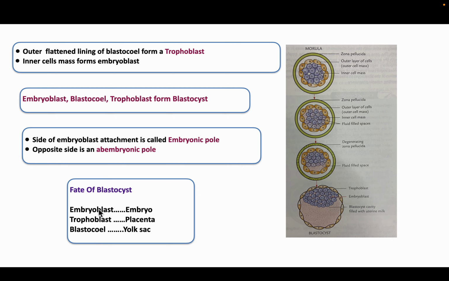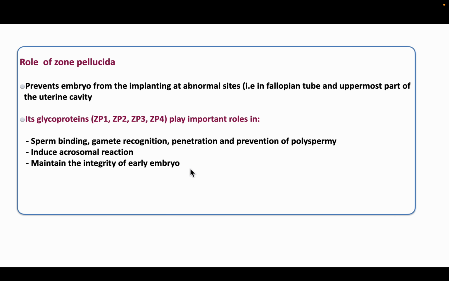Now, what is the fate of the blastocyst? The embryoblast forms the embryo. The trophoblast helps in the formation of the placenta, and the blastocele forms the yolk sac. Now, the role of the zona pellucida is that it prevents the embryo from implanting at abnormal sites, that is, in the fallopian tube or the uppermost part of the uterine cavity. The glycoproteins which play an important role are ZP1, 2, 3, and 4. How do they help? They help in sperm binding, gamete recognition, penetration, prevention of polyspermy, induce the acrosomal reaction, and maintain the integrity of the early embryo.